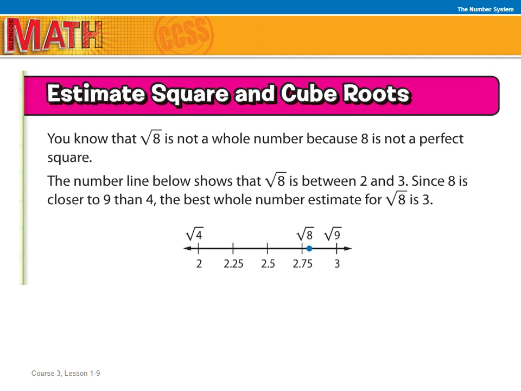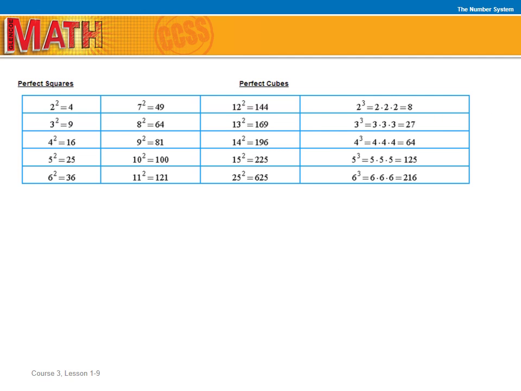And here's an example. You know that the square root of 8 is not a whole number because 8 is not a perfect square. We talked about perfect squares in lesson 8. The number line below shows that the square root of 8 is between 2 and 3. Since 8 is closer to 9 than to 4, the best whole number estimate for the square root of 8 is 3. Again, we're estimating, so we're going to be using whole numbers. Here is the list that I showed in lesson 1.8 of perfect squares and of perfect cubes. It's here for your reference so that you can refer back to it if needed.